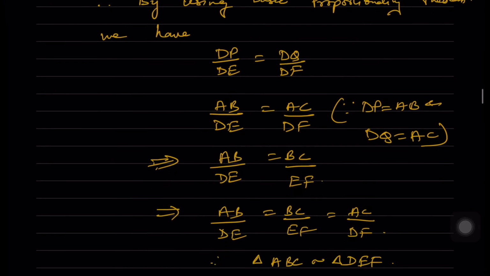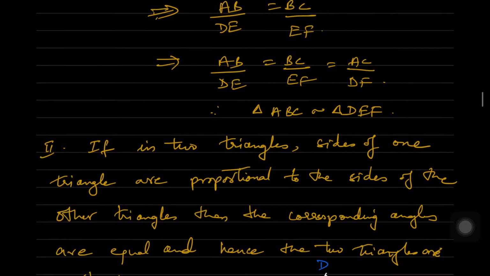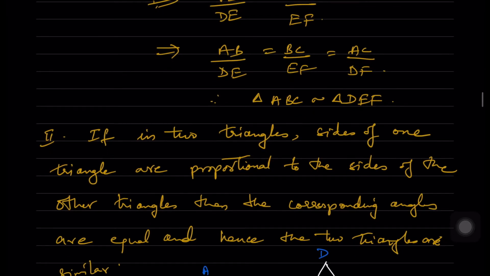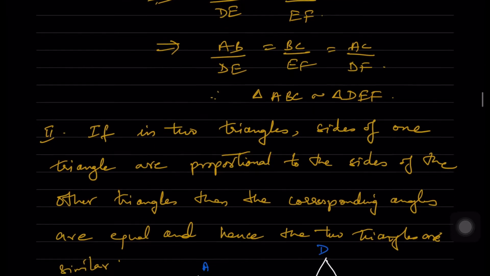Therefore by using the basic proportionality theorem, we have DP by DE is equal to DQ by DF, which implies that AB by DE is equal to AC by DF, since DP is equal to AB and DQ is equal to AC, which implies that AB by DE is equal to BC by EF is equal to AC by DF. Therefore both the triangles, that is triangle ABC and triangle DEF, are similar.